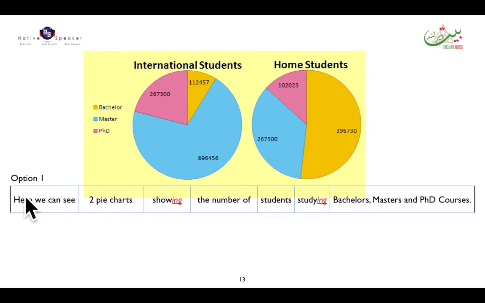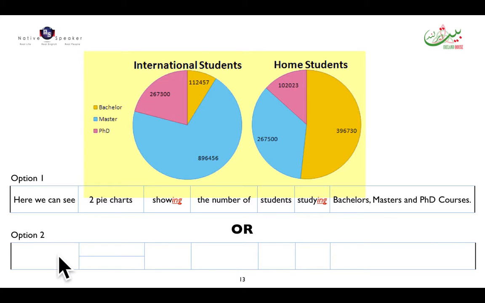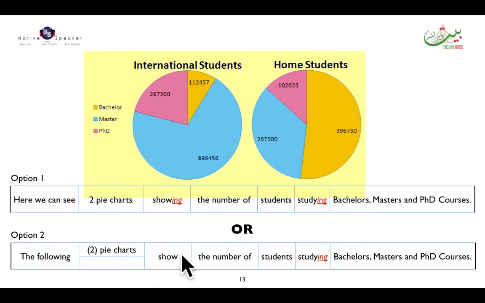So here we go. Here we can see 2 pie charts showing the number of students studying bachelor's, master's and PhD courses. Or option 2 could give us, now pause the video and write it in yourself on a piece of paper, or if you've printed this out on PDF, fill it in yourself right now with your pen before I give you the answer. Okay, I'm going to start again. So the following 2 pie charts show the number of students studying bachelor's, master's and PhD courses. If it was pie charts, of course pie charts in both, so of course it's show, not shows.